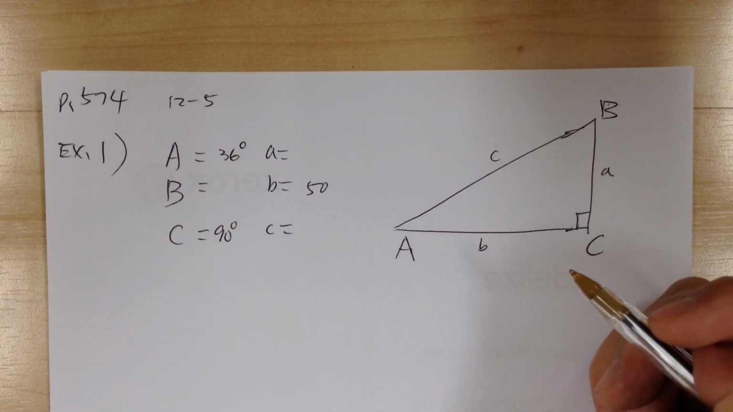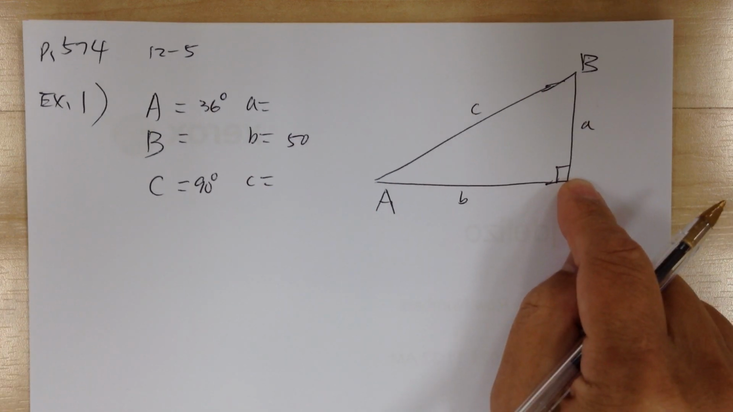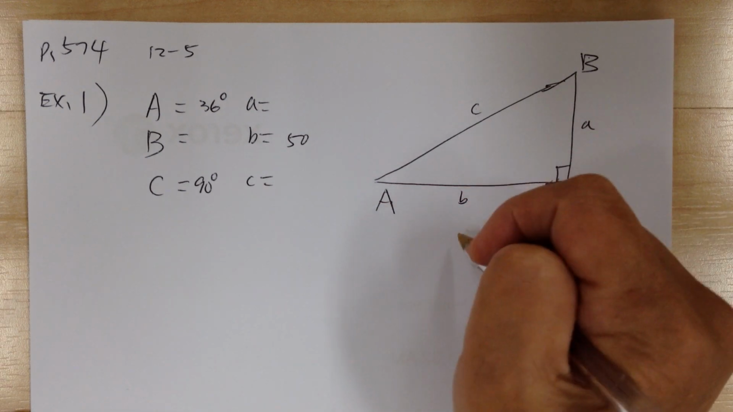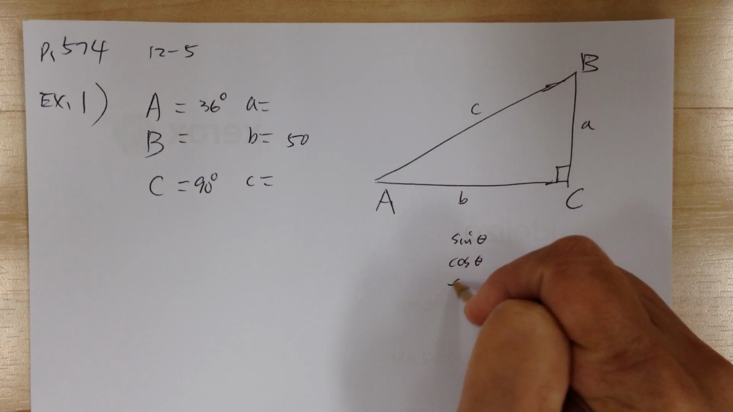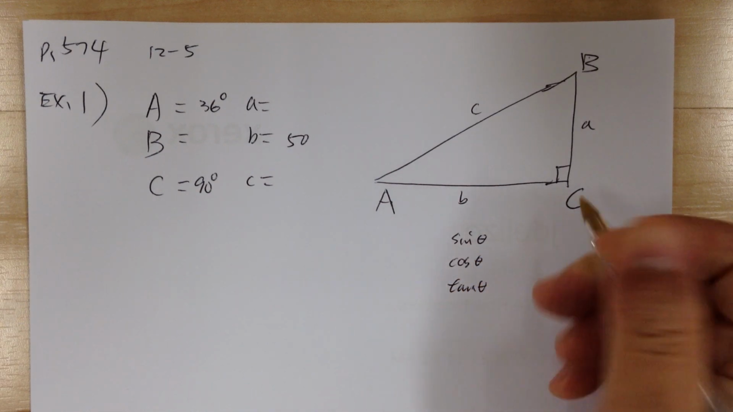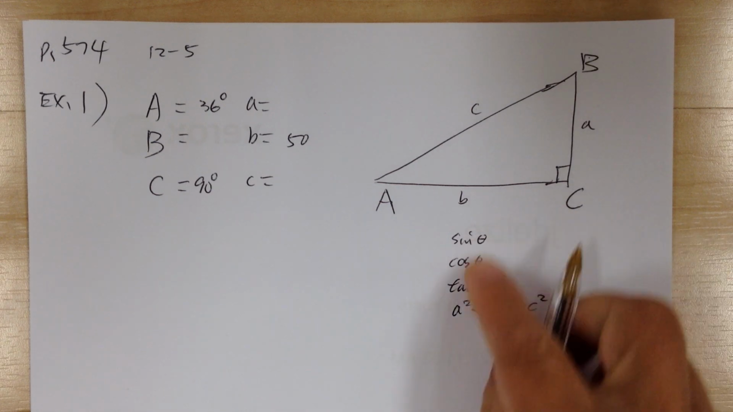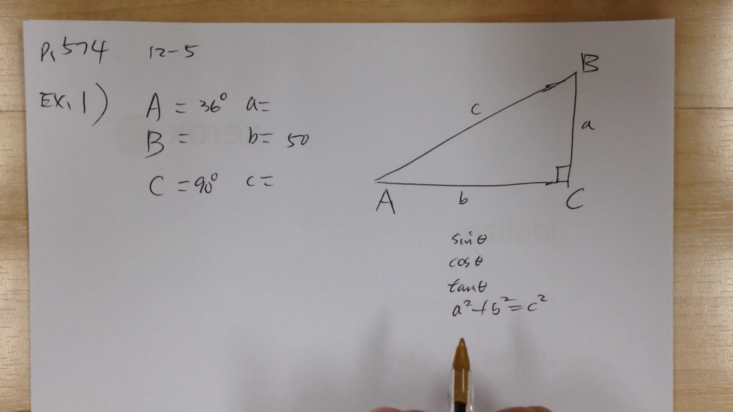Now, whenever you have a right triangle, you want to use sine, cosine, and tangent. You can also use the Pythagorean theorem. So again, you're going to use sine, cosine, tangent, and the Pythagorean theorem, a squared plus b squared equals c squared. These are the basic formulas and definitions you need to use.